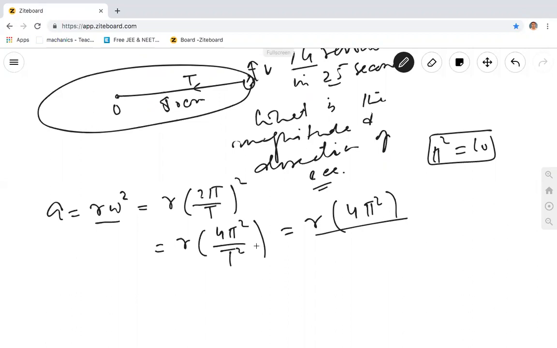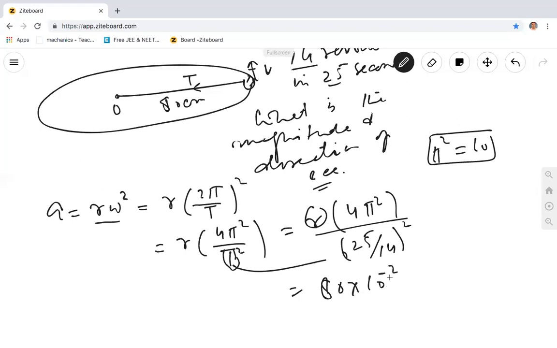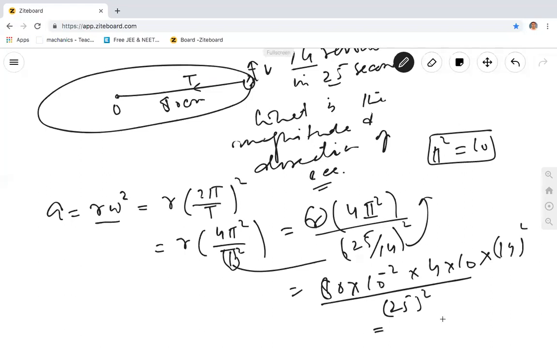What is T? T is the time period, that is, the time taken to complete one revolution. That is 25 by 14, square of it. Now what is r? That's 80 centimeters. I make it into meters by multiplying 10 to the power minus 2 into 4. This pi square should be written as 10 by 25 square multiplied by 14 square. You substitute these values and get the answer. That's your job.